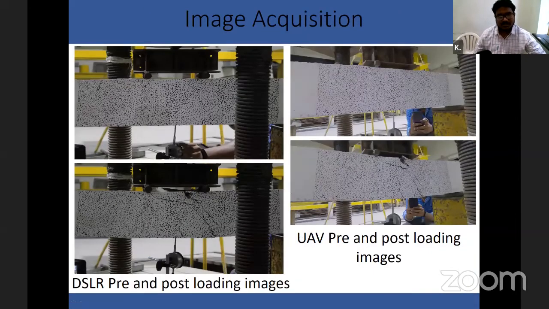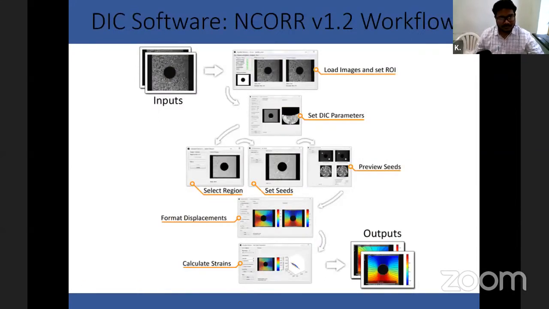This is the image acquisition done. You can see the DSLR images prior to loading and post loading after the failure of the beams obtained. Similarly, UAV pre- and post-loading images are also acquired. And this is the workflow of the DIC software Encore version 1.2. We need to give the inputs of the reference image, that is the prior loading image, and the post loading image. And the region of interest is selected, which will be exactly at the center of the beam for more deflection conditions.